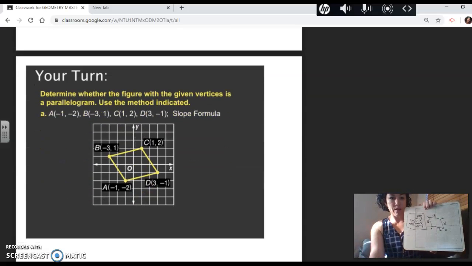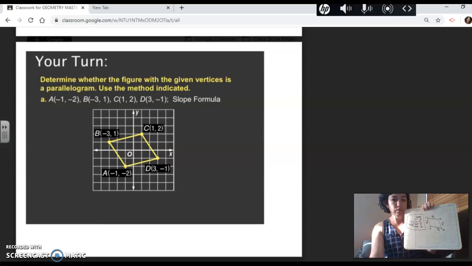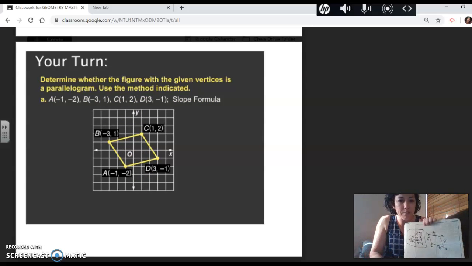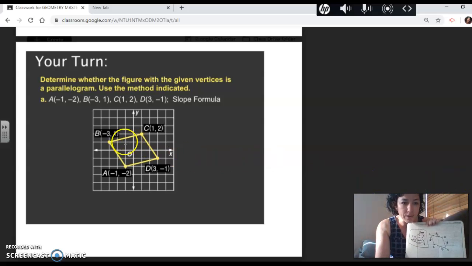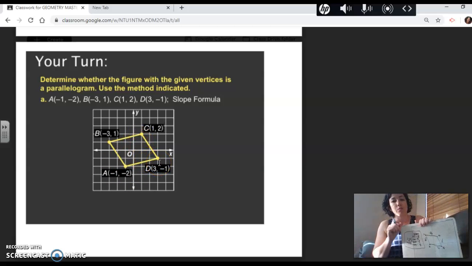Okay, let's look at another one. With this one, I'm going to just show you right here. This would be up 1 and over 1, 2, 3, 4. So that's 1/4. This one is also 1/4. This one is -1, 2, 3 and over 2, and -3 over 2. So that also, by looking at the slopes, is a parallelogram.